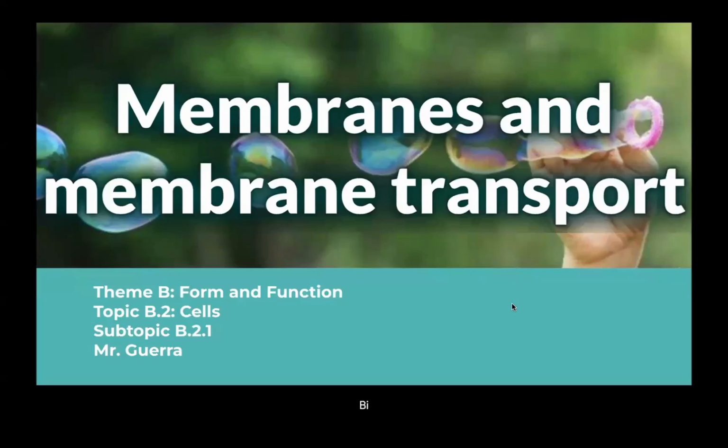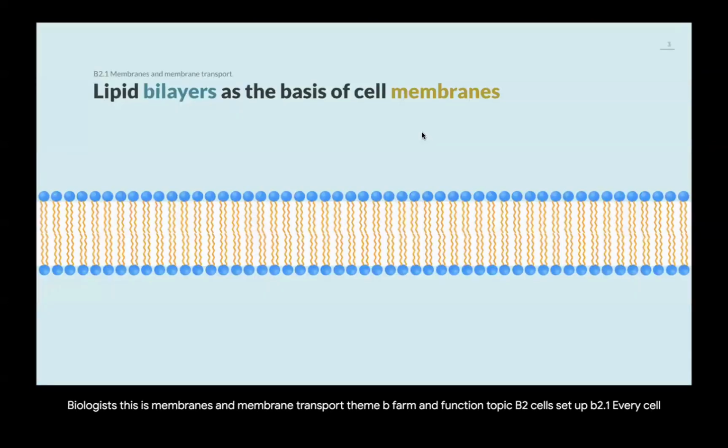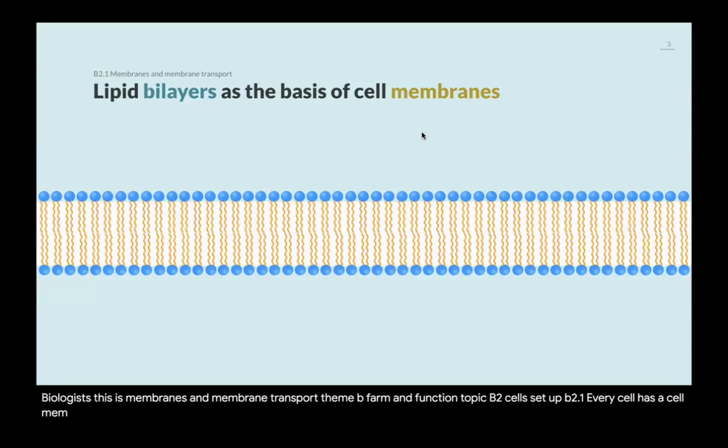Alright, biologists, this is membranes and membrane transport, theme B, form and function, topic B2, cells, subtopic B2.1. So every cell has a cell membrane. It's fundamental. Every cell has a cell membrane. Not every cell has a nucleus, but every cell has a cell membrane.